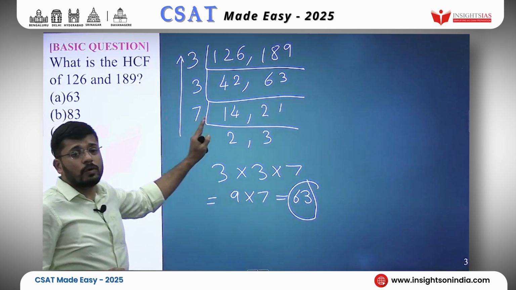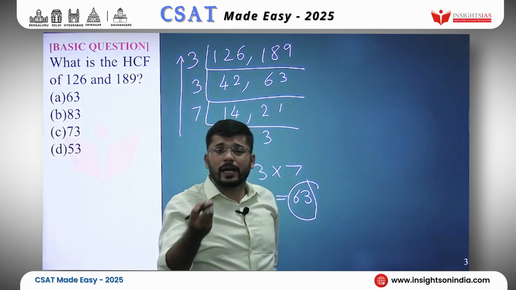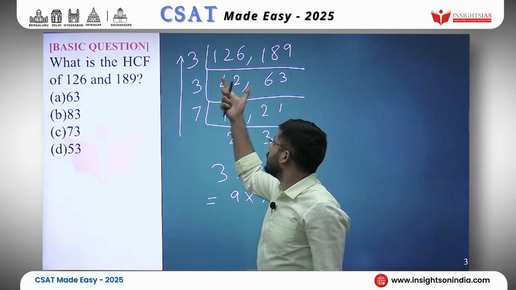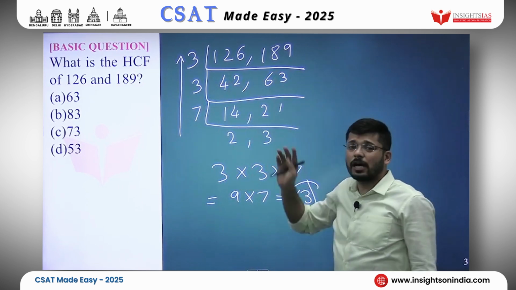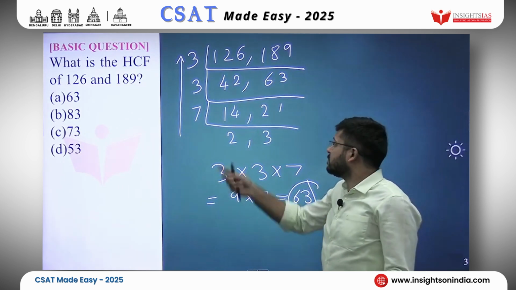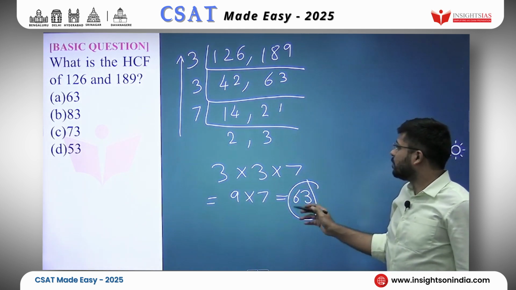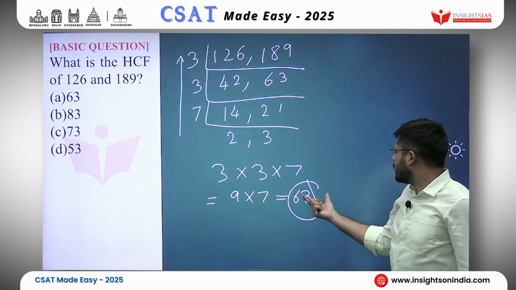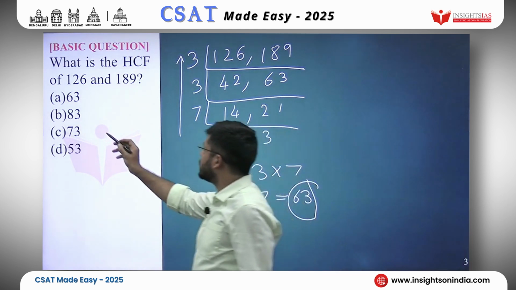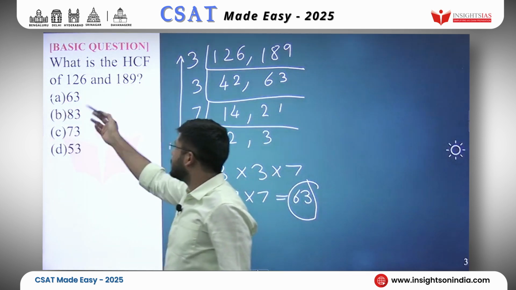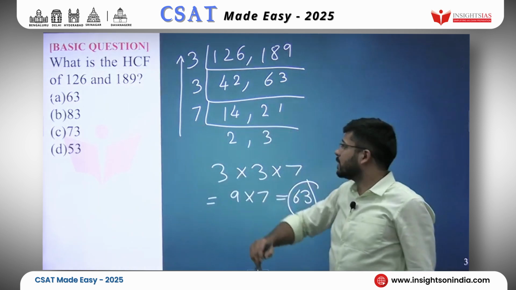This is how we solve for the HCF of any given number of numbers. It might be 2 numbers, 3 numbers, 4 numbers, however many numbers be given, the procedure remains the same. And in this case, the HCF is 63. So what is our answer? Our answer is 63, option A.